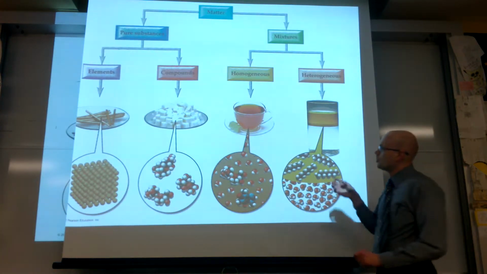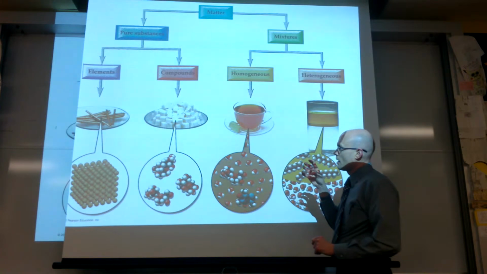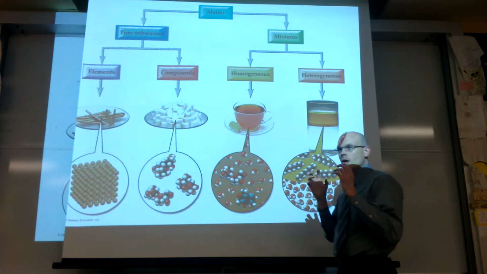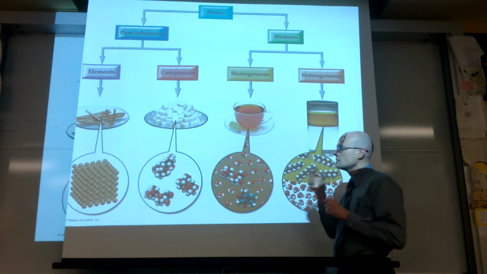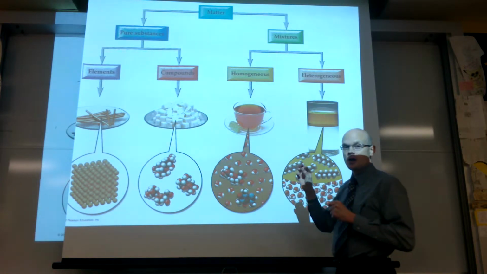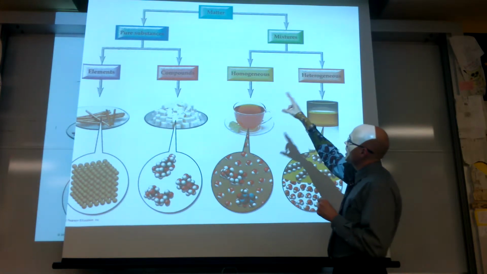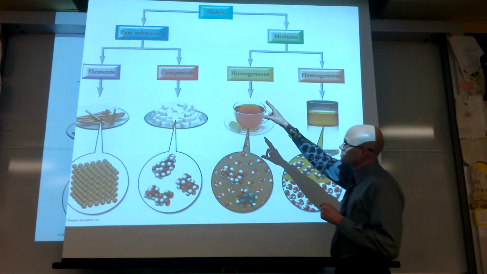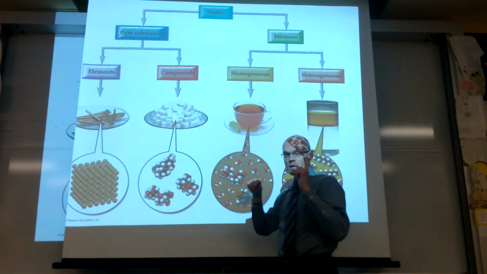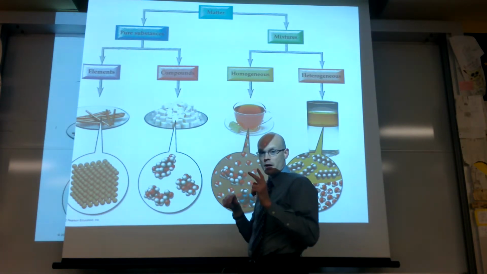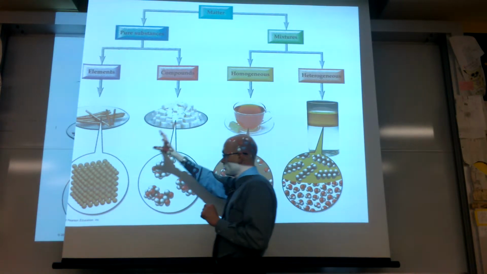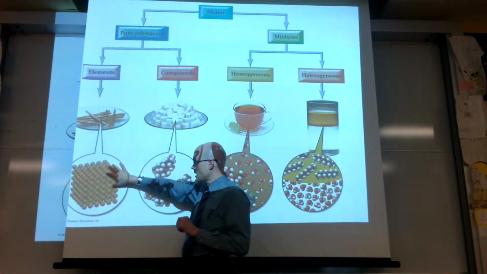Now when we get ready to classify matter, one of the most fundamental ways is based on its composition, and there are two main categories. There are pure substances, which consist of just one type of atom or compound. Elements, again, are found on the periodic table.